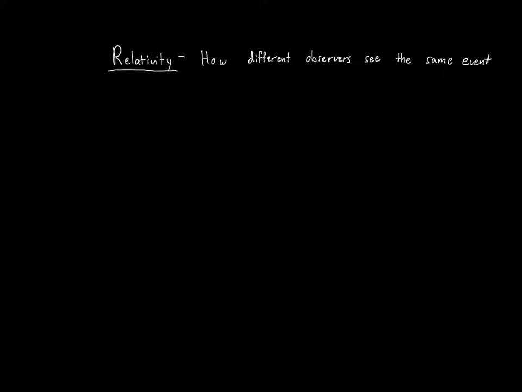So let's talk about relativity, which is basically a bit simple in concept. It's just how different observers see the same event. And we're going to talk about two different kinds of relativity that are out there. First kind is easiest, something we call special relativity. Both of these kinds of relativity were theorized by Einstein.